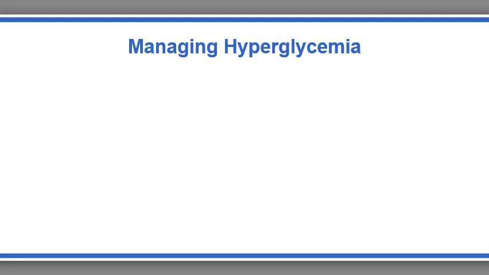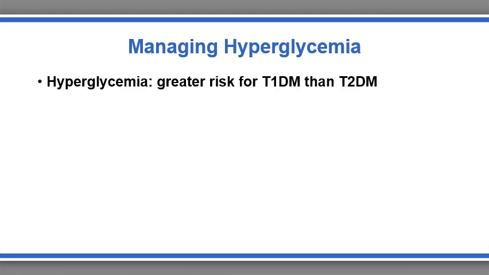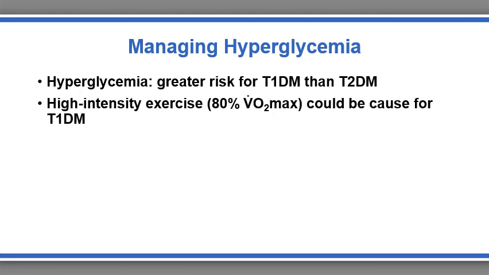Now, when we look at hyperglycemia, your textbook talks about hyperglycemia, greater risk for type 1 than type 2. Individuals that have type 2 do experience hyperglycemia more by virtue of the fact that they just chronically have these elevated blood glucose levels. However, when you combine it with exercise, there are other greater risks associated with hyperglycemia, going into a ketotic state due to either missed or insufficient insulin. In particular, you have to be worried about this whenever you're doing high intensity exercise.